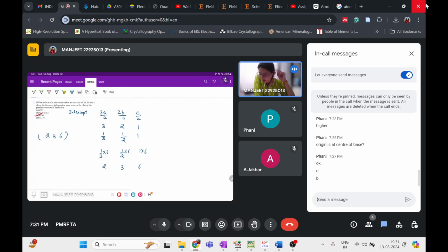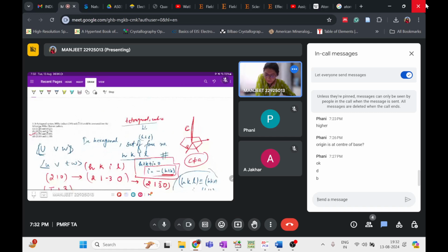In the second question, there also you find the Miller indices of a plane, with the intercepts given as 3A, 2B, and C along the three crystallographic axes. Because A, B, and C are the primitive vectors of the lattice, first divide by them and find the intercepts in the directions of A, B, and C. After that, take the reciprocals and multiply by integers so that you get the smallest set of integers. That will be your Miller indices.